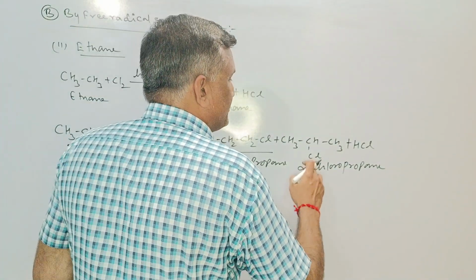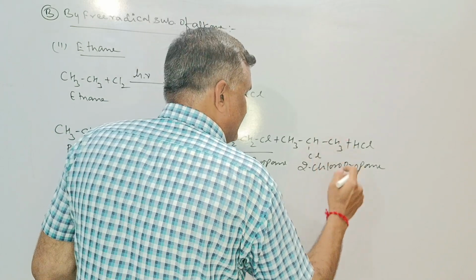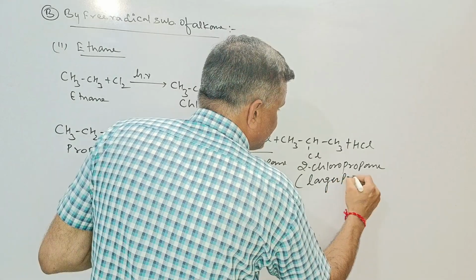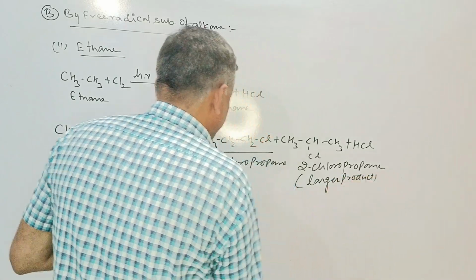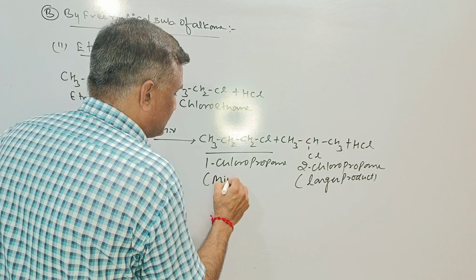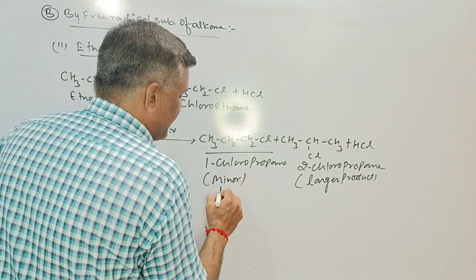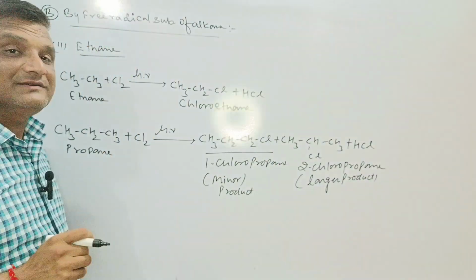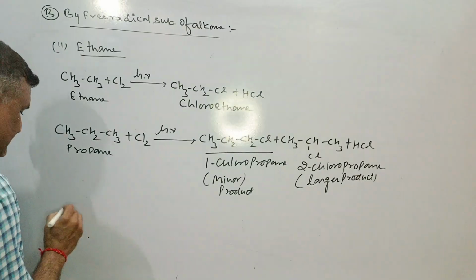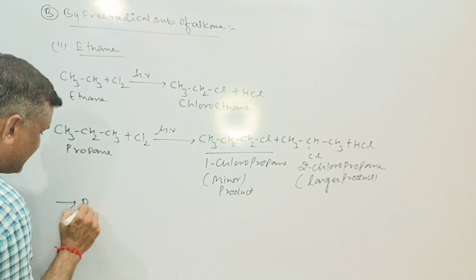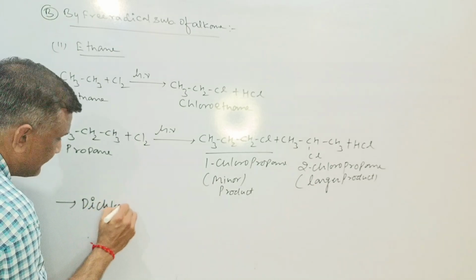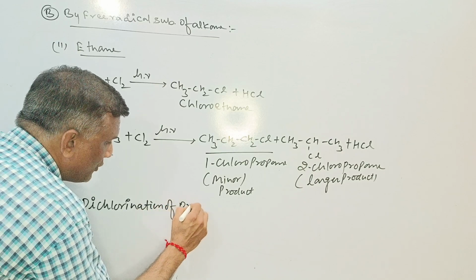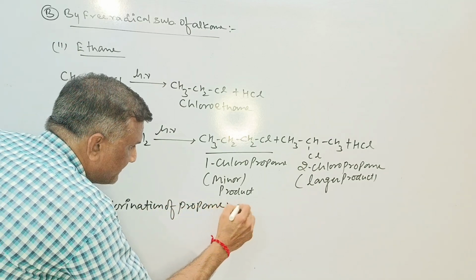Here 2-chloropropane, due to the formation of the 2-degree free radical, will be the major product, and this will be the minor product. If there is a question, suppose it is the dichlorination of propane, then what will be the products?